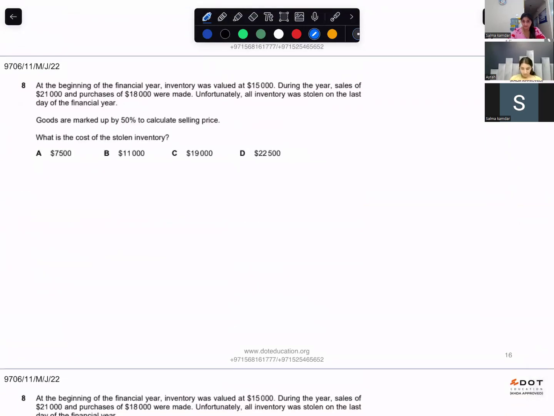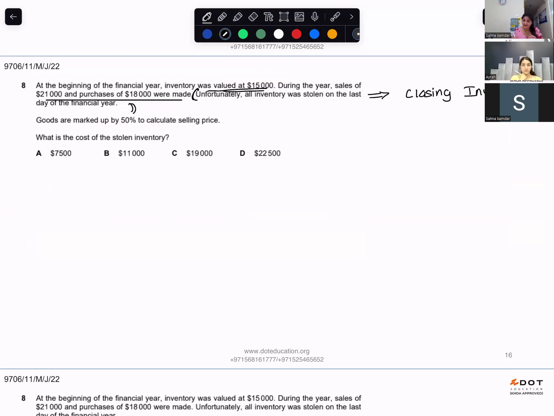What is the cost of the stolen inventory? At the beginning of the financial year, inventory was valued at $15,000. During the year, sales of $21,000 and purchases of $18,000 were made. Unfortunately, all the inventory was stolen on the last day of the financial year. This means they want us to find out the cost of the stolen inventory, the closing inventory.